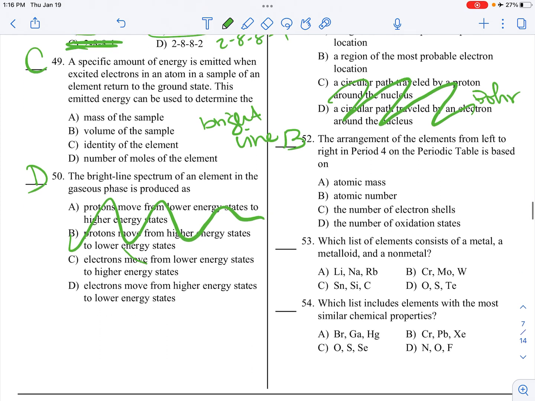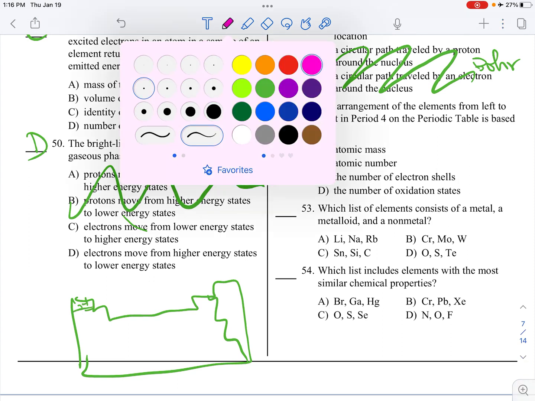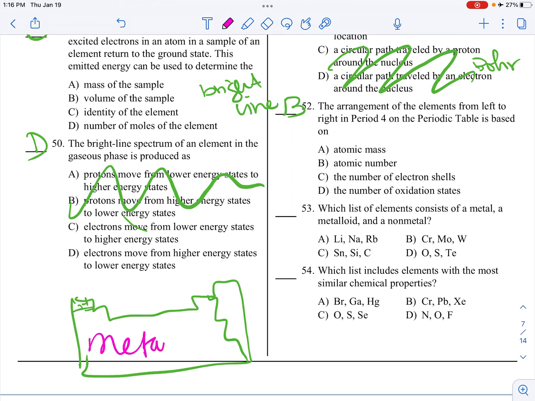Which consists of a metal, a metalloid, and a nonmetal. So again, here's my very quick periodic table. Got this zigzag situation over here. This is H. So most of the periodic table are metals, except for these, which are nonmetals, and this hydrogen is also a nonmetal. These along the zigzag are the metalloids or semi-metals.